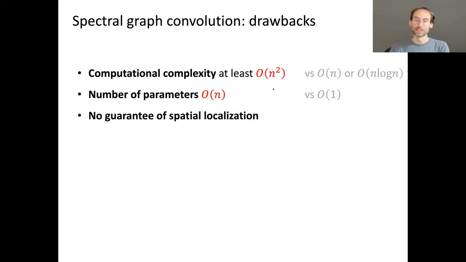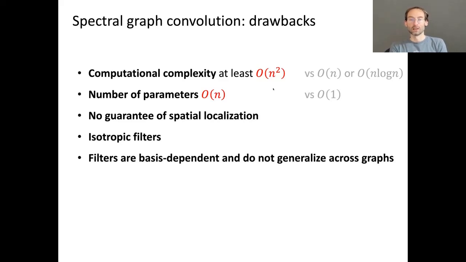We also have a few nasty things, like we don't have spatial localization of the filters that we had on grids. The filters are isotropic, so they don't have a notion of direction. We'll talk about it in a second. And probably the worst case is that the filters are dependent on the basis, and as a result, they do not generalize across domains. So I cannot compute a set of filters for one graph and then apply it to another. Let me show you an example of what I mean by this.